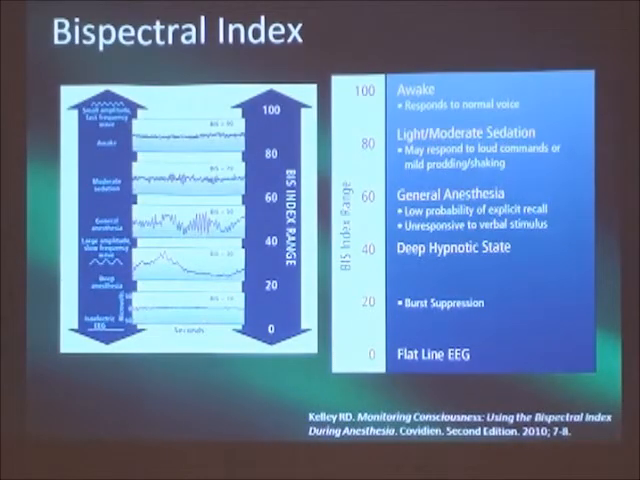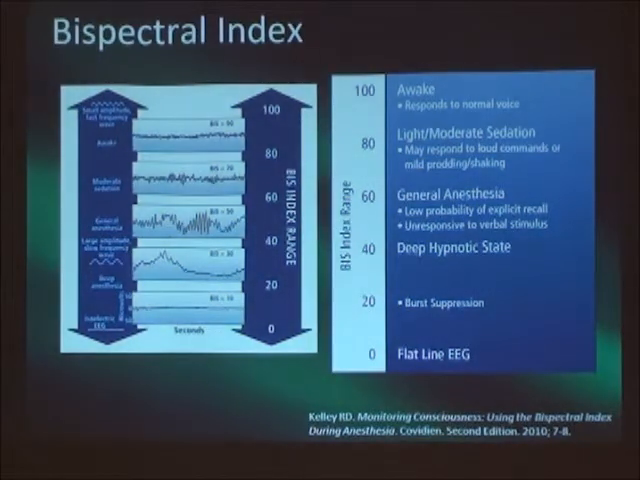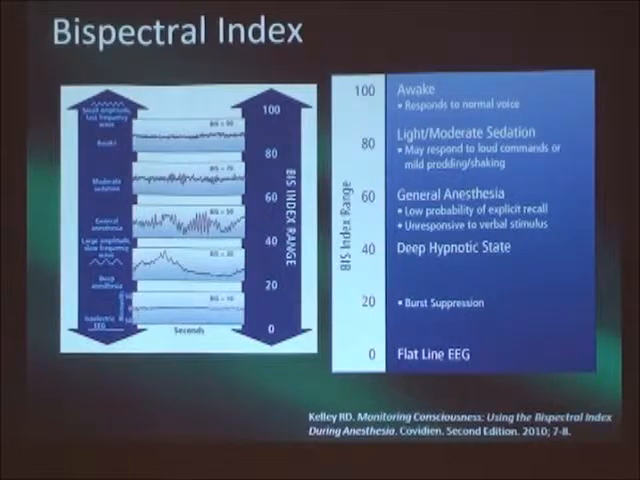Why? Well, this guy, Robert Kelly here, is a big name in this. But as you'll see, they list what you would expect with certain BIS readings. 100 is what I think all of us are right now, unless I'm boring you. 100 is awake and responding to normal voice. Down to 20 is burst suppression, right? Burst suppression is what we may look for in a patient who is in non-convulsive status epilepticus that we're trying to put into burst suppression. So, again, where would we use this?